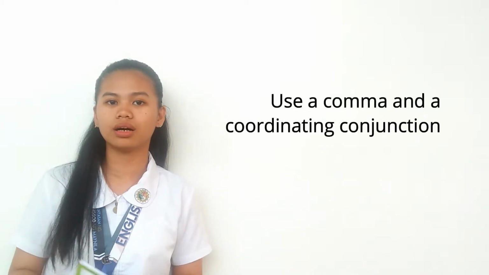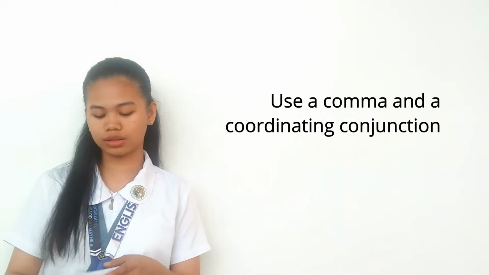Third way of correcting a run-on sentence is by using a comma and adding a coordinating conjunction. The common mistake for run-on sentences is due to comma splices. Usually, there is a comma somewhere in the sentence that makes it grammatically wrong. So, to correct it, use a comma and add a coordinating conjunction. Coordinating conjunctions are the fanboys that we know: for, and, nor, but, or, yet, and so.